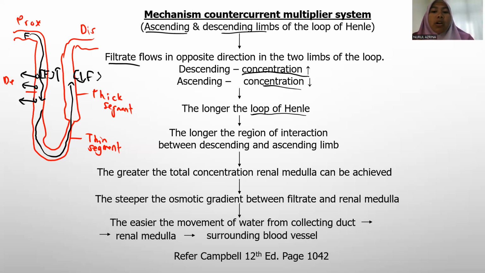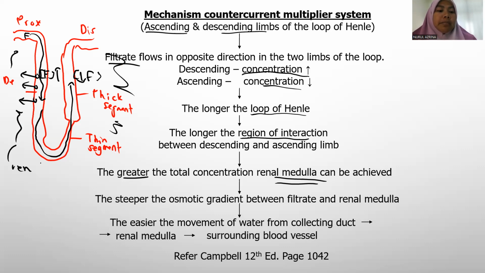Okay. So the longer the loop of Henle, the longer the region of interaction between descending and ascending. Thus, greater total concentration of medulla can be achieved. So lagi pekat renal medulla. Remember, renal medulla yang mana ni? Kawasan yang tepi-tepi region-region ni. So we call as renal medulla. So lagi panjang loop of Henle, lagi pekat kawasan medulla because you have more reabsorption of water at descending, and thus you have a lot more reabsorption of salt at the ascending loop of Henle.